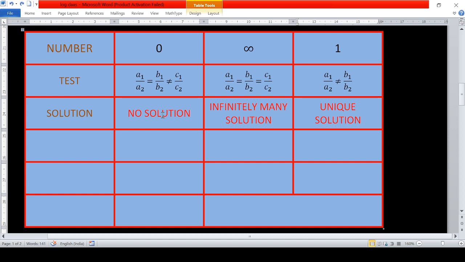If all three are equal, that is the last case. So my suggestion is that you compare the first two pairs. If they are not equal, unique solution. Okay.